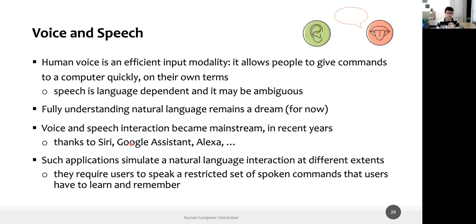So let's think for a moment about an example in the car. Most cars nowadays, but also 10, 15 years ago, had the possibility to press a button and say, call this number, or set the temperature to 21 degrees, by speaking with the car. That is voice interaction. That is speech interaction with the car.